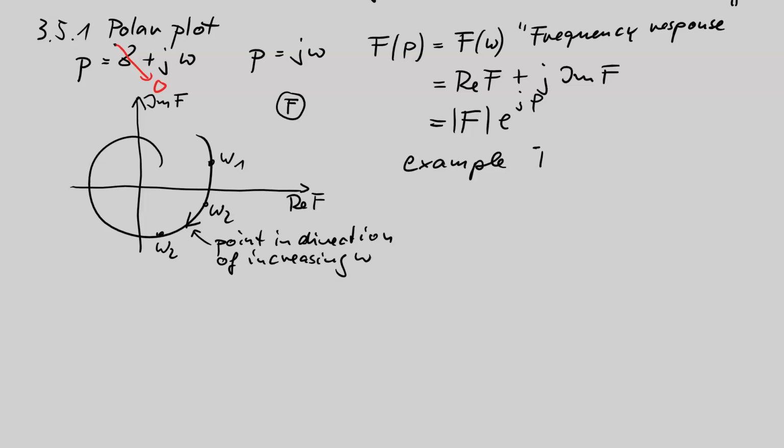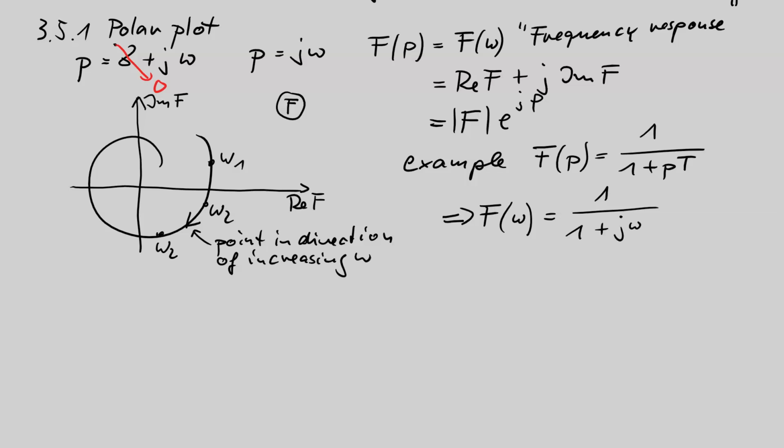We just want to discuss first the first order example 1 divided by 1 plus pT, our first order low pass filter function, and in the next step I show you a more complicated example which is also documented in the workbook. Let's start with our first order low pass filter function. We set sigma to 0, so we get F of omega is 1 divided by 1 plus j omega T.